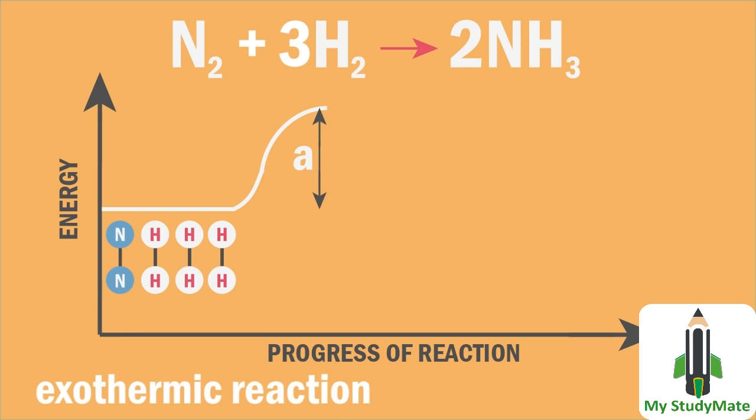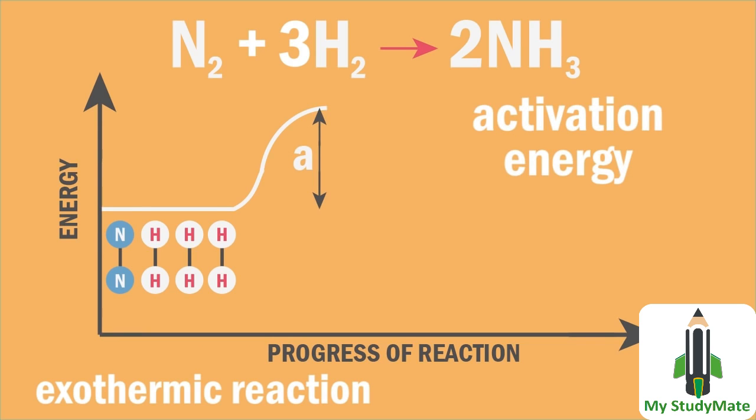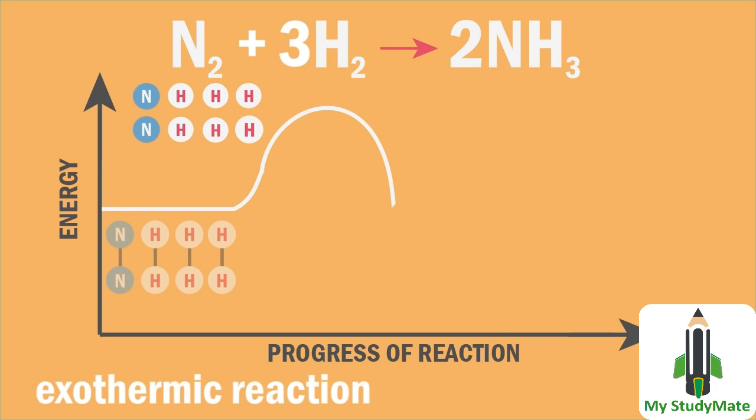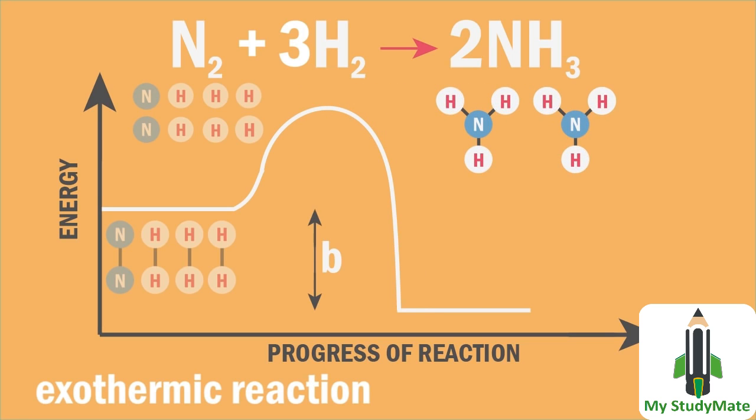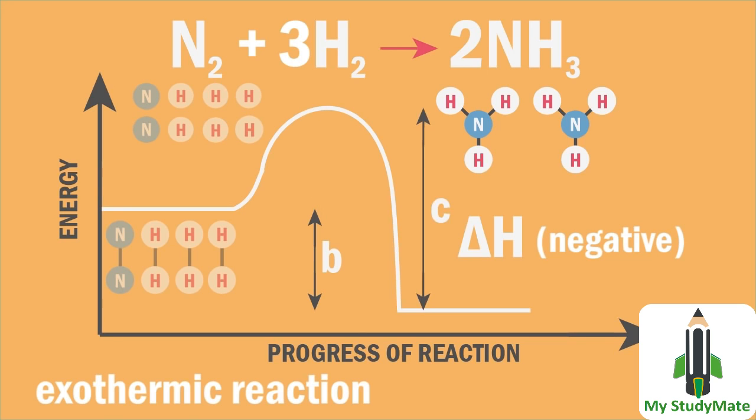A is the activation energy, which is the energy taken in to break the N≡N and the 3 H-H bonds in the reactants. C is the energy given out when the 6 new N-H bonds make to form the product, and B is the net energy given out during the reaction, delta H, which is the energy difference between the energy taken in to break the bonds in the reactants and the energy given out when the new bonds make to form the products.